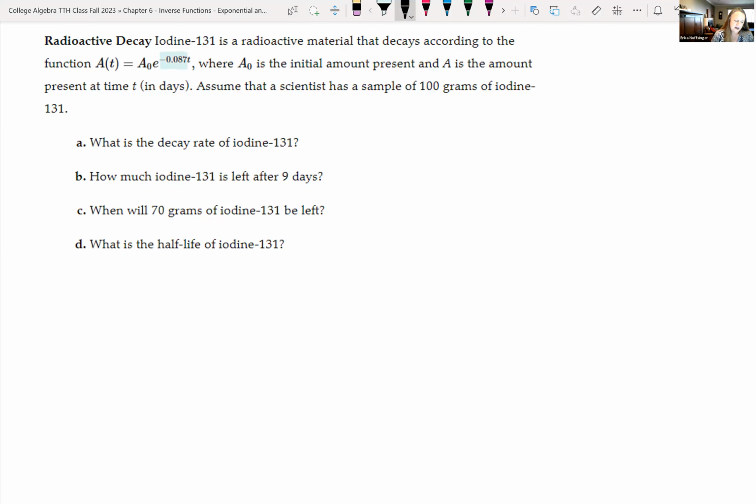And the decay rate is negative 0.087. Putting that in percent form, this is equal to negative, multiply this by 100. So this would be actually not 0.8, it would be 8.7. So negative 8.7%.